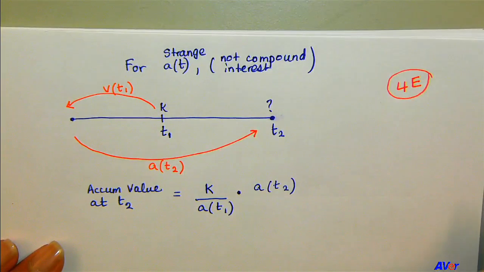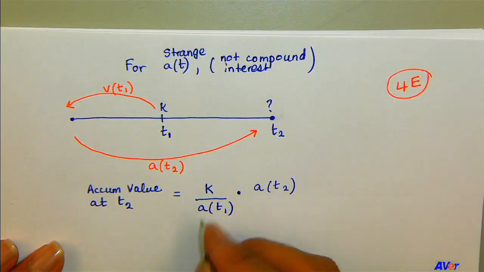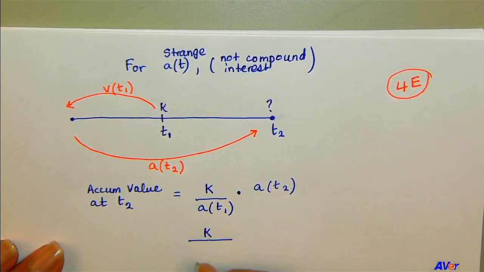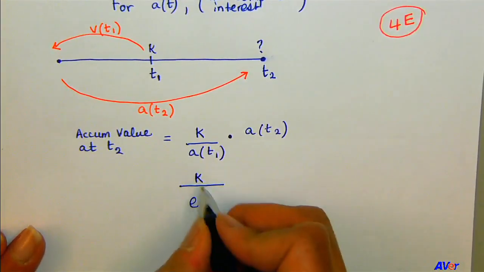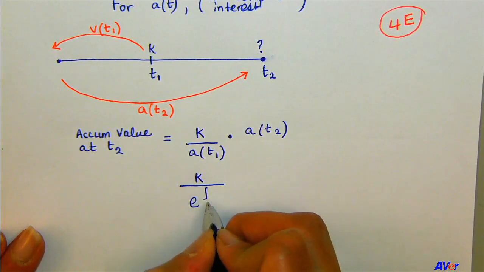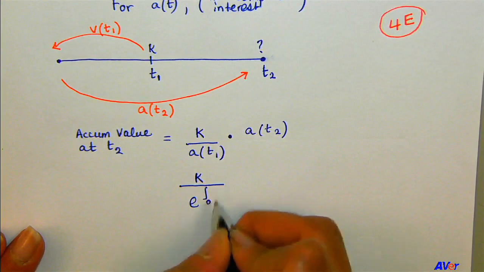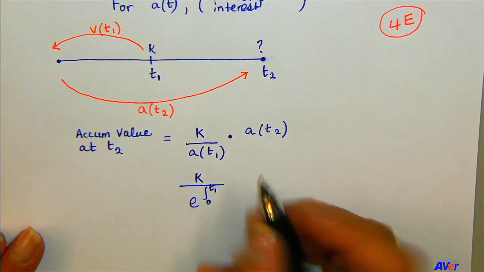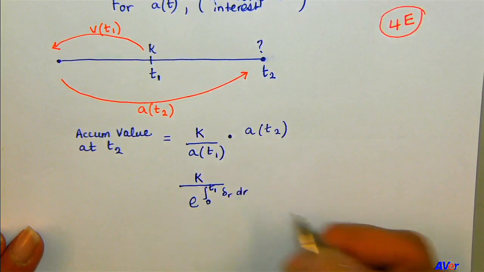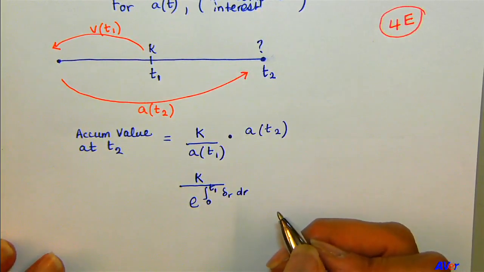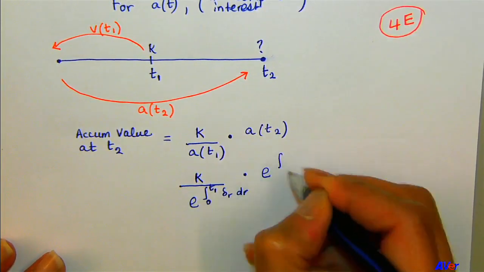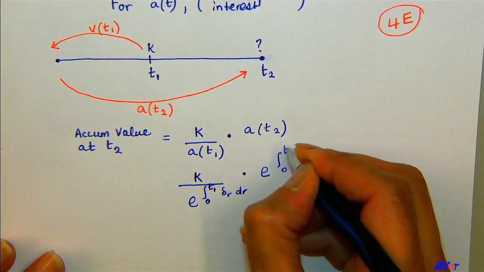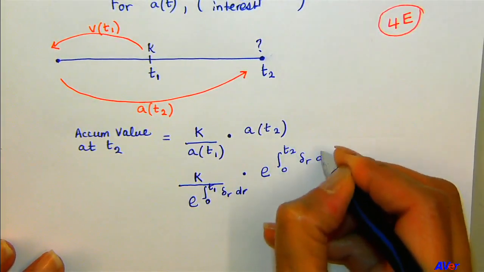So now let me put it in terms of integrals. So this would be k divided by, what's the a of t1 in terms of integrals? E to the what? Integral from what? 0 to t1 of delta of r dr. Notice I just don't write delta now because it's not constant, it's some strange delta, times e to the integral from 0 to t2 of delta of r dr.